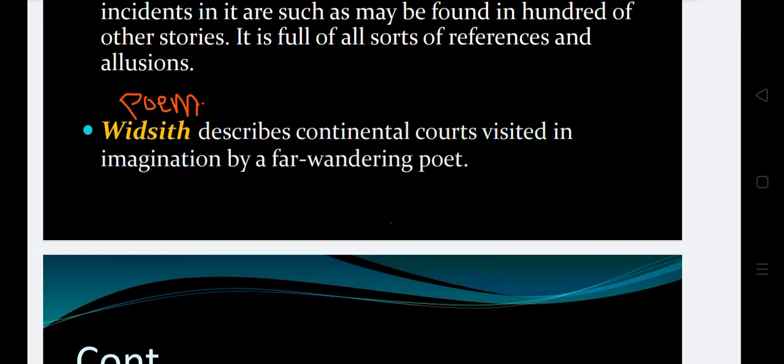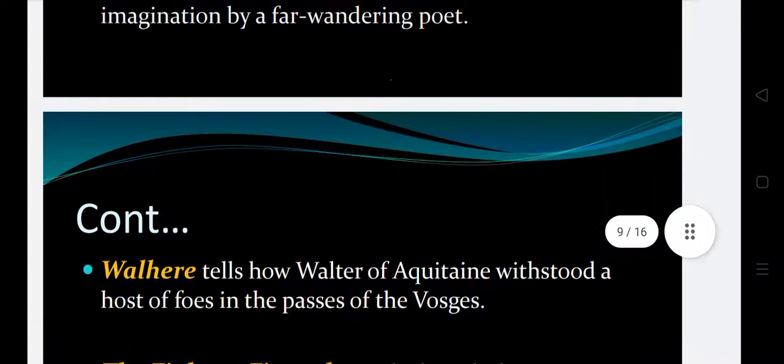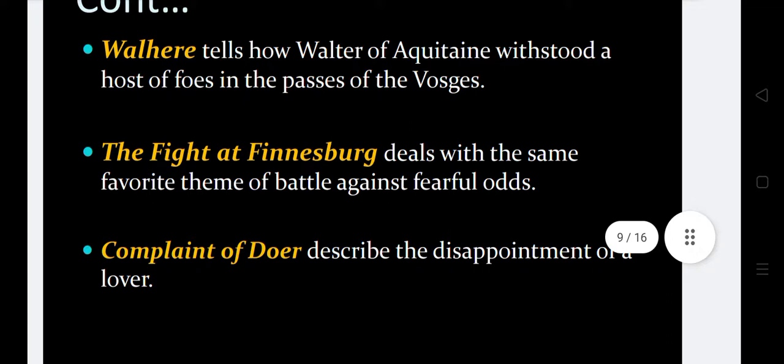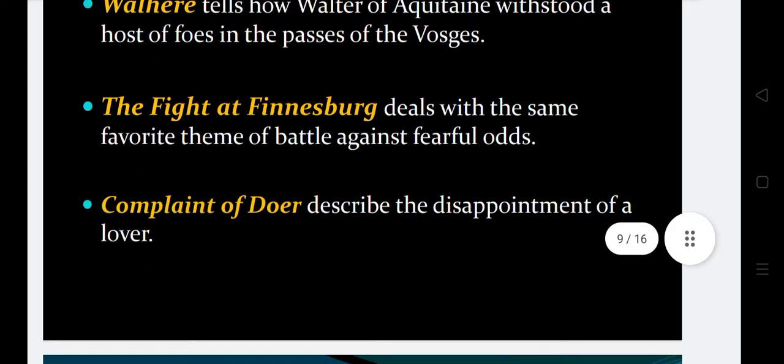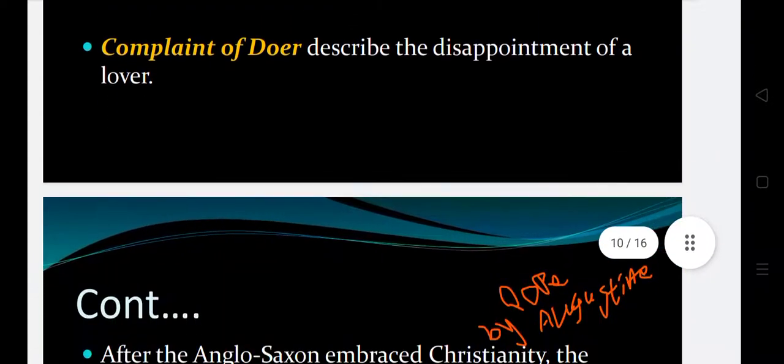Another important poem is Widsith, which describes continental courts visited in imagination by far-wandering poets. Some other literature includes Waldere, which tells how Walter of Aquitaine withstood a host of foes, or enemies, in the passes of the Vosges. Another important work is The Fight at Finnsburg, which deals with the favorite theme of battle against fearful odds. Another is The Complaint of Deor, which describes the disappointment of a lover.